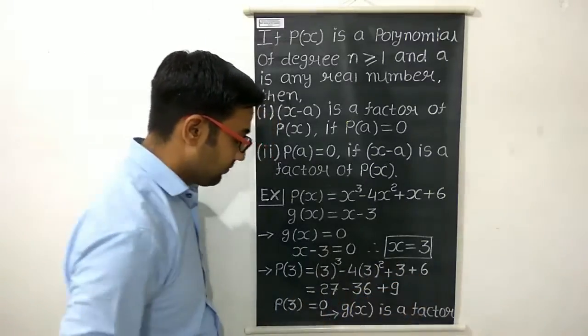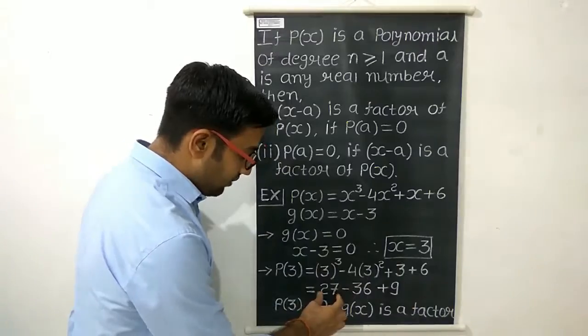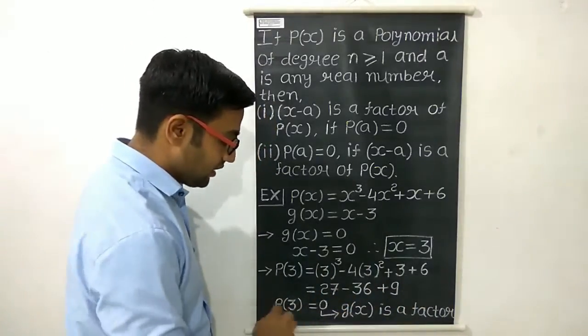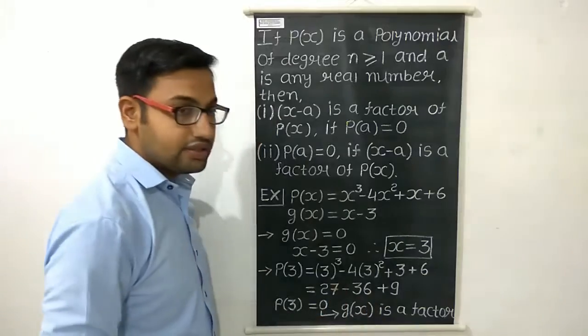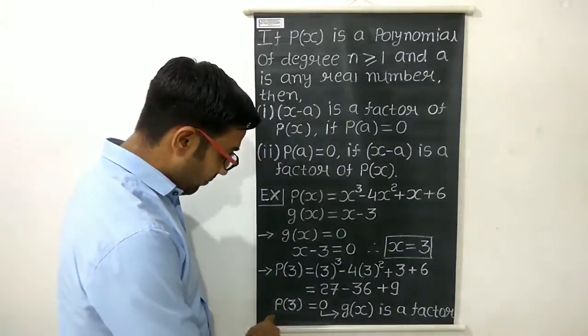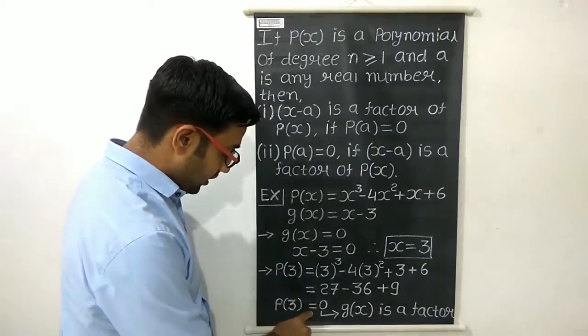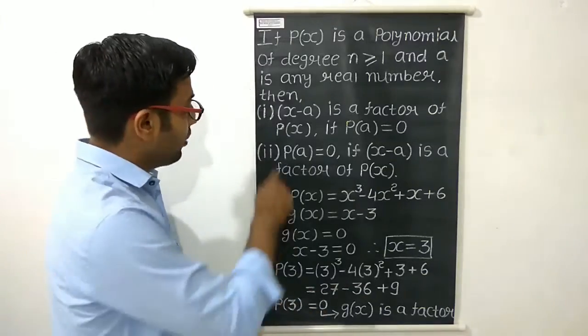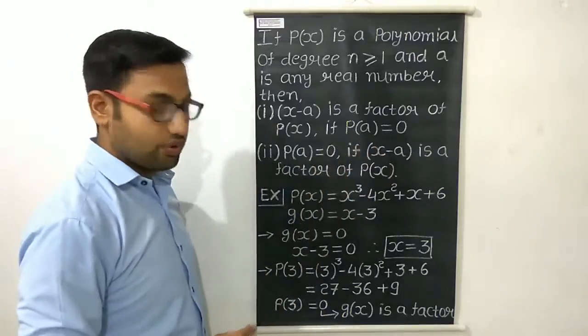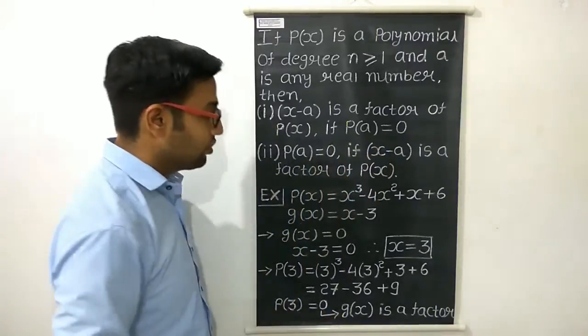6 plus 3 is 9. So now 27 plus 9 is 36, and minus 36. Total is equal to 0. So our remainder P of 3 is equal to 0, and according to the factor theorem, if P of a is equal to 0, so here P of 3 is equal to 0.